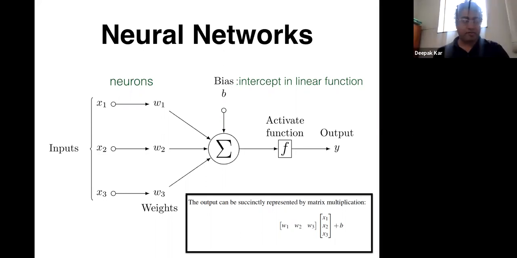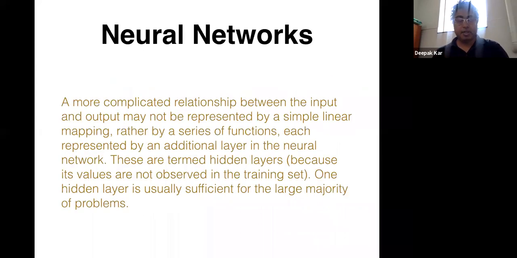And for those of you who are more mathematically oriented, the whole thing can be written as a form of matrix algebra, like matrix multiplication followed by an addition. Now, as I said, you would typically get a more complicated relationship, because nature is not simple. It can be a series of functions.